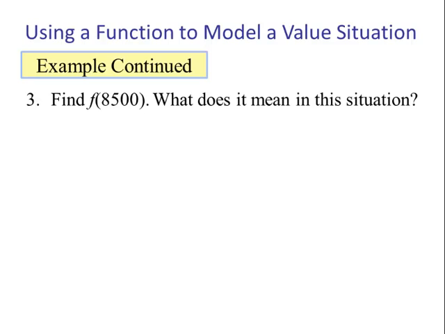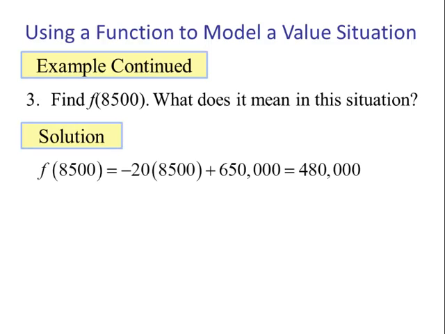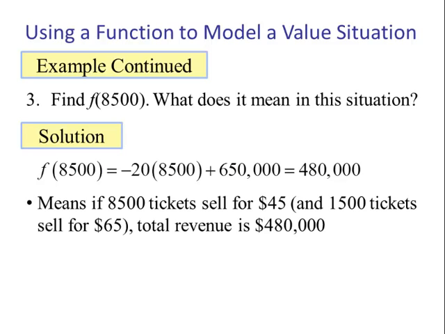Number 3, find f of 8,500. What does it mean in this situation? So f of 8,500 means when x is 8,500, what is y? Substituting 8,500 in for x, we have negative 20 times 8,500 plus 650,000, and we have 480,000. In terms of this problem, it means that if 8,500 tickets sell for $45, which means 1,500 tickets sell for $65, the total revenue will be $480,000.